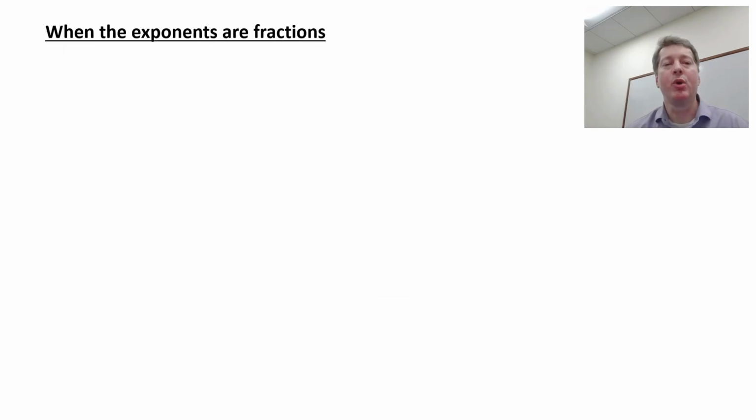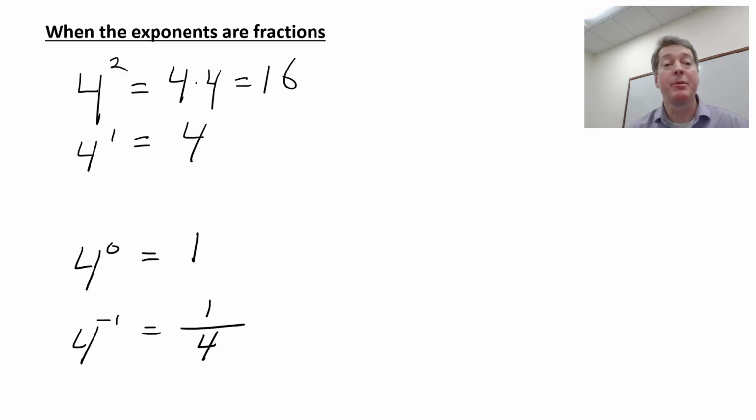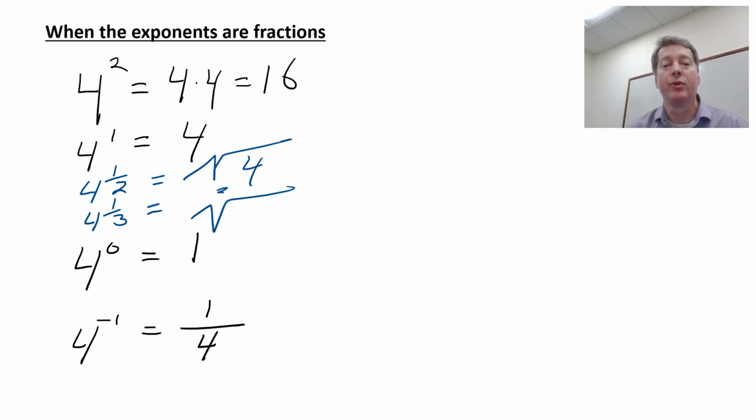What happens if an exponent is a fraction? So suppose we know what happens when you raise a number to a positive exponent, 1, 2, or a negative exponent, -1, -2. But suppose we raise it to a fraction. How about 4 to the 1/2 or 4 to the 1/3? Well, you know the value is going to be greater than 1 and less than 4, but what exactly is it? A fractional exponent is a root. So 4 to the 1/2 is the square root of 4. And 4 to the 1/3 is the cube root of 4.